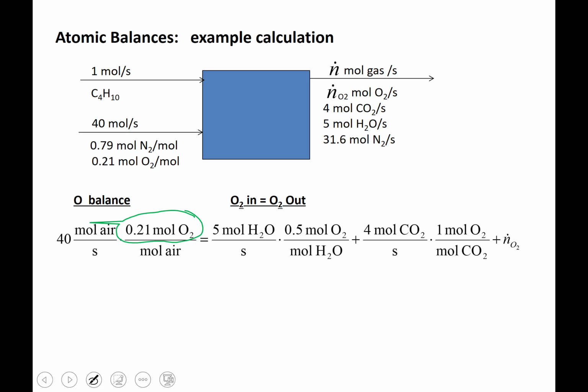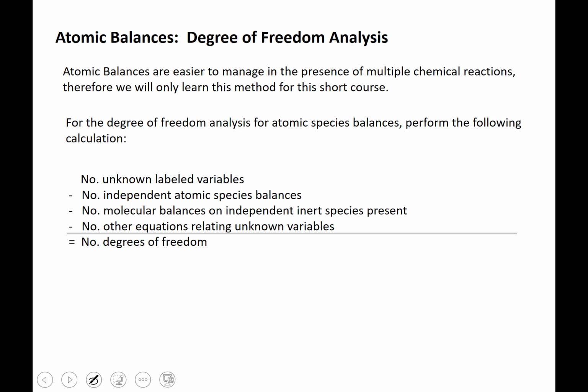I'm sorry, 0.21 moles of oxygen per mole of air. And then we have oxygen in the water, in the CO2, and in the O2. So we have to incorporate all those terms where we have oxygen. And we end up with N of O2 is 1.9 moles of O2 per second.